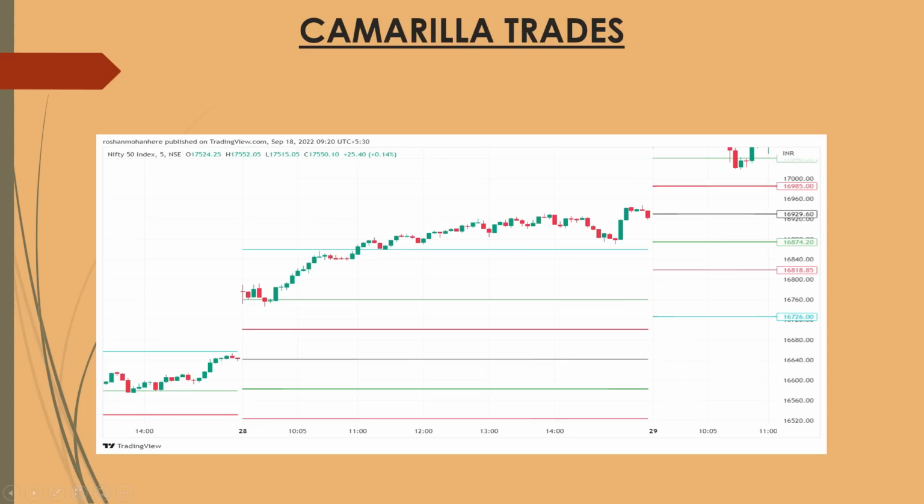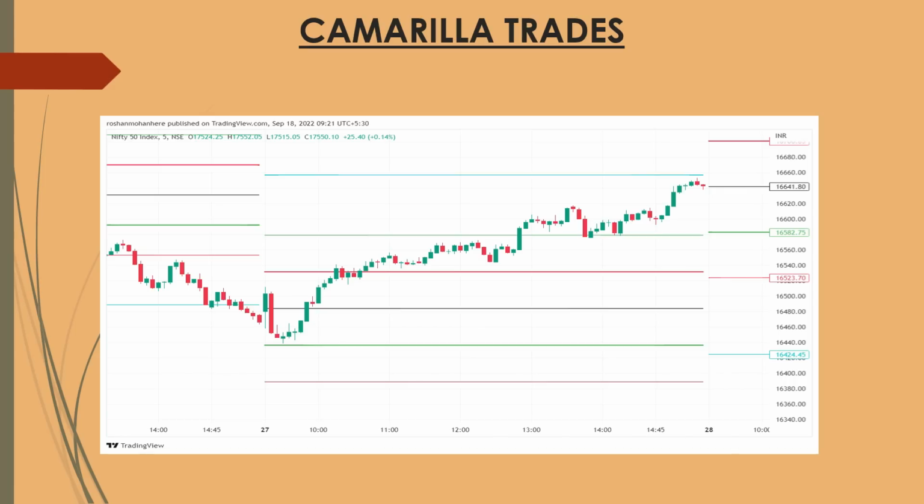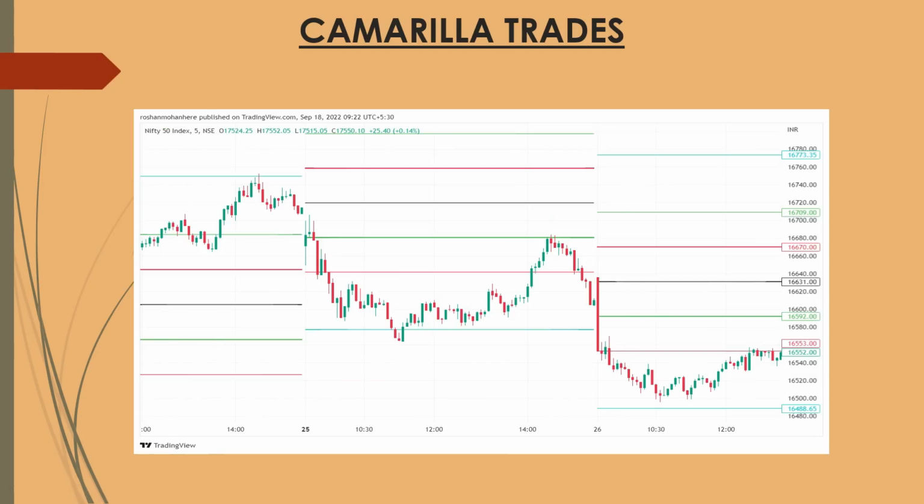The market opened above H3, H4 and tested H4 and the target was achieved at H5. The market opened below H3 and it tested L3, from where buying pressure came and it achieved the target of H3, H4 and H5. It's also an example of a Camarilla trade.